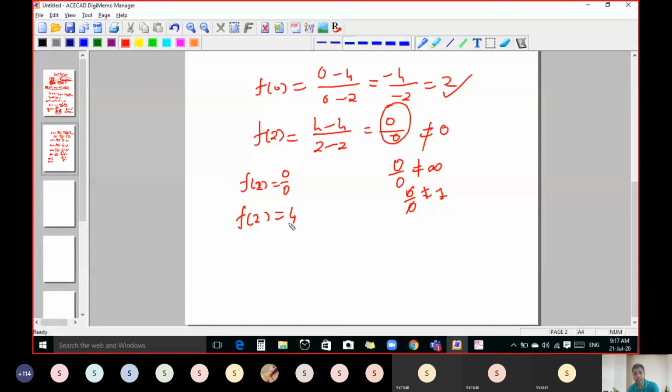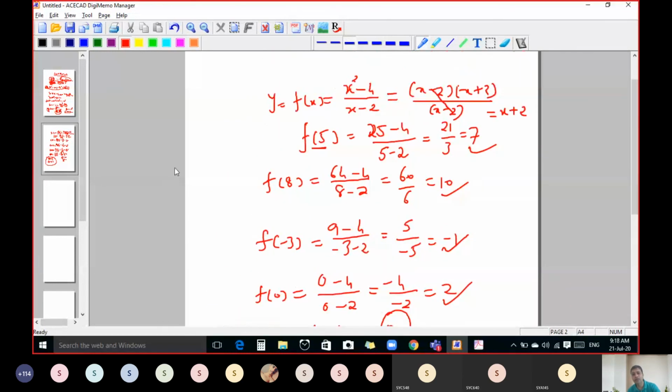Now my question is, listen, the most important question for me is: by putting x equal to 5 here or here, my answer is 7. By putting x equal to 8 in this function or in this function, my answer remains the same, 10. By putting minus 3 in this or in this, my answer remains the same, minus 1. By putting 0 here or here, my answer remains the same, 2.